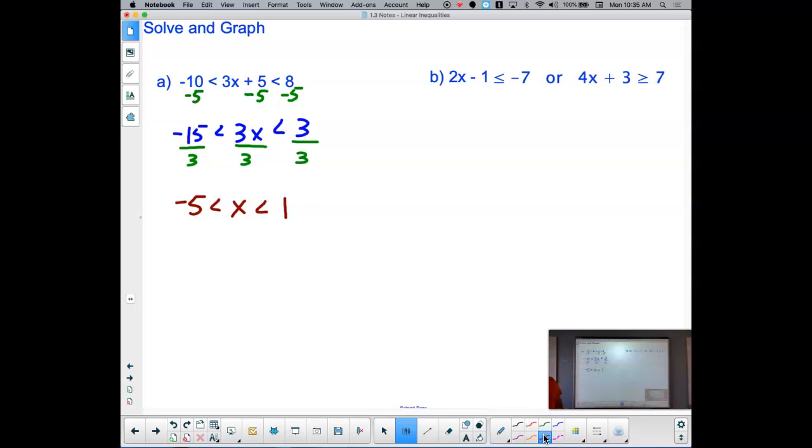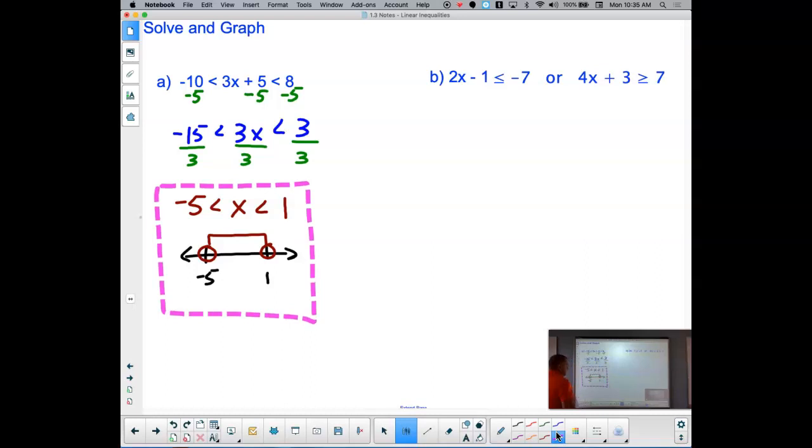As my answer, my number line, I care about -5 and I care about 1. Open at -5, open at 1, and it's going to be in between them. I need to be smaller than 1 and bigger than -5, so I'm going to be in between them. And that is my answer. Check the chat. Nobody else. Okay, good there.